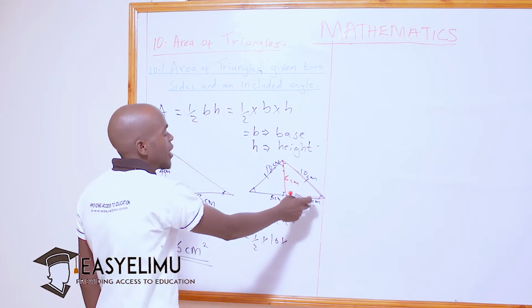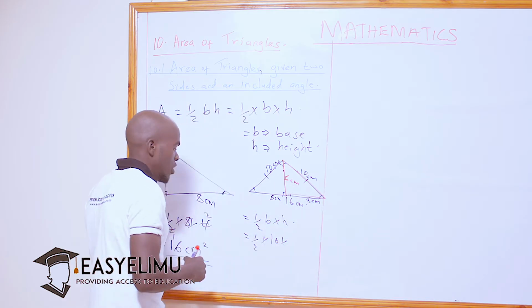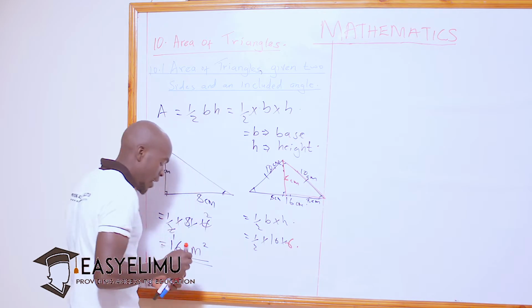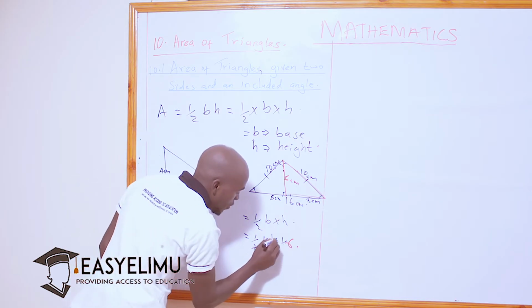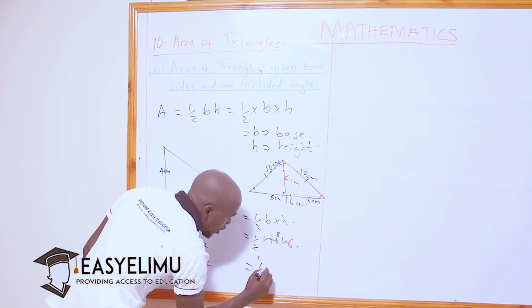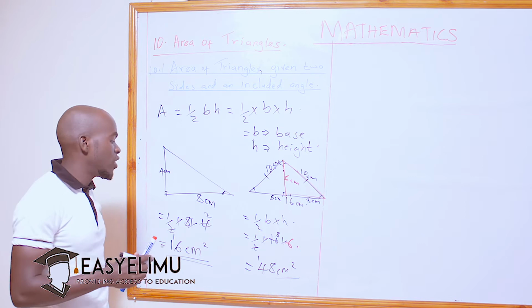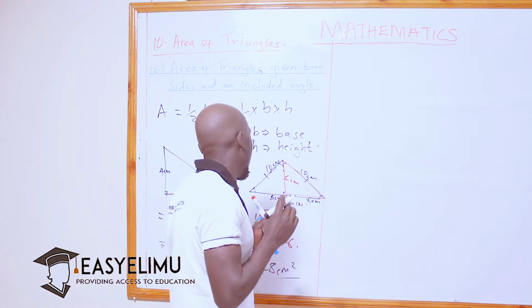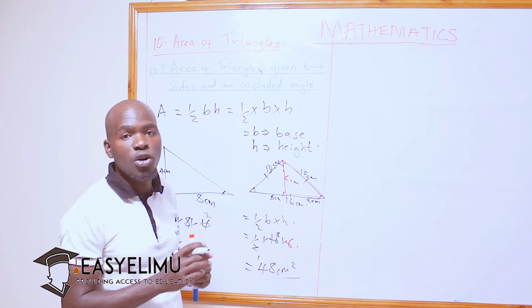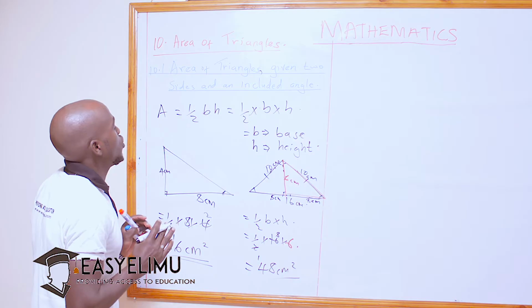That is 100 minus 64, you will get 36, and the square root of that is 6. So we shall multiply by 6. And on doing that, you will find it is 8, and on multiplying you are going to get the area of that one as 48 square centimeters. That is how we can find the areas of given definite triangles. So that is how we use that formula.